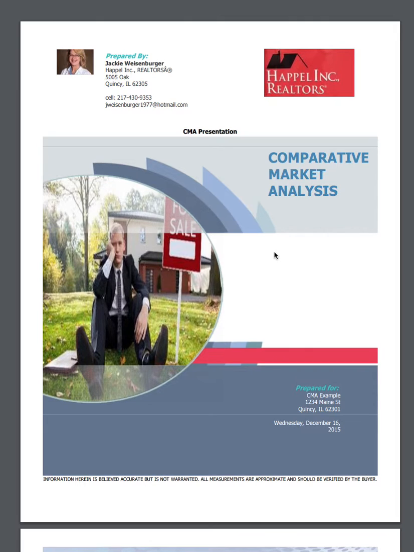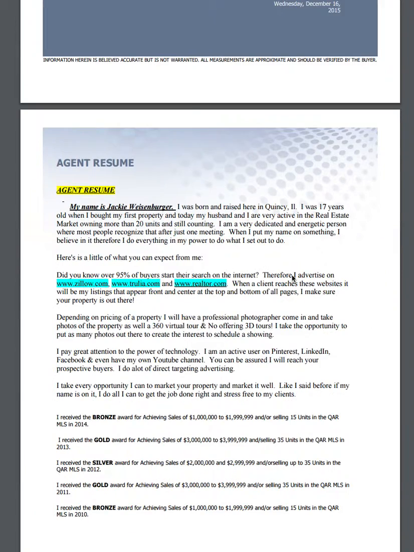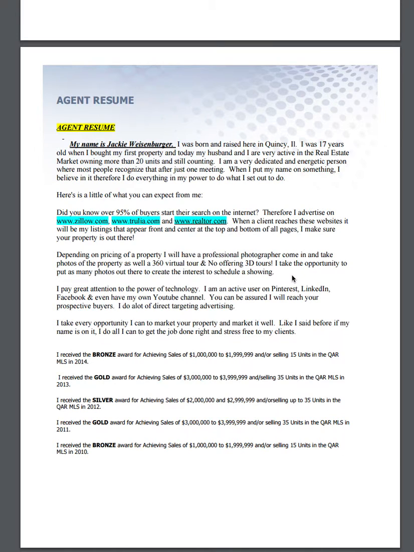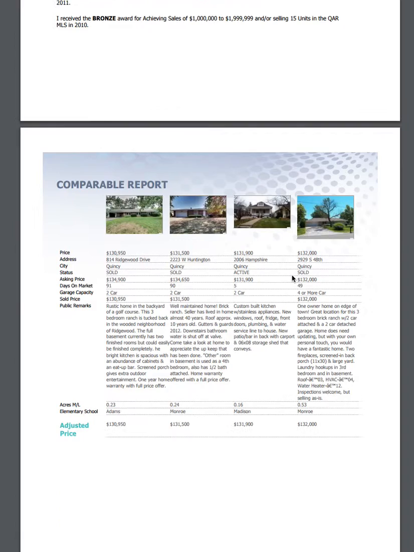This is the front copy. Of course, you'll have your home right here in the center. And this one in particular is 23 pages. So I do them very in-depth, giving you a lot of information to help you determine market value for your property. So the next page here is the agent resume. This talks about me, my accomplishments, and what I do to help market my properties.